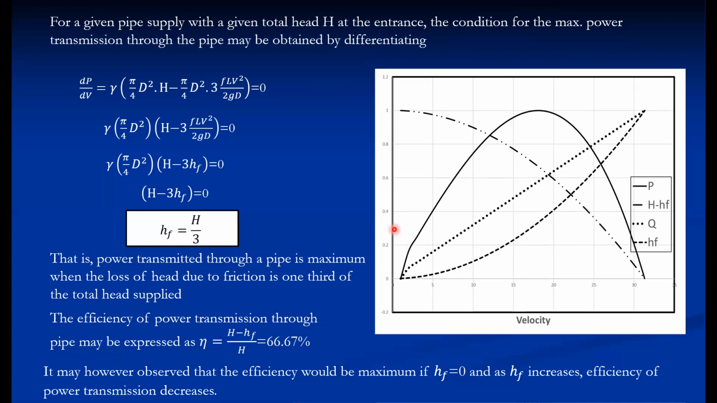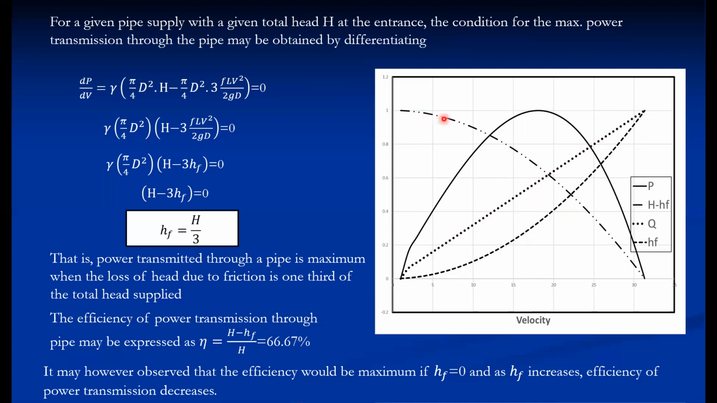So that is the case. This is the variation of HF with respect to velocity. It increases as v raised to n, while discharge varies linearly, because Q is equal to area into velocity. Area is constant, so it varies linearly.